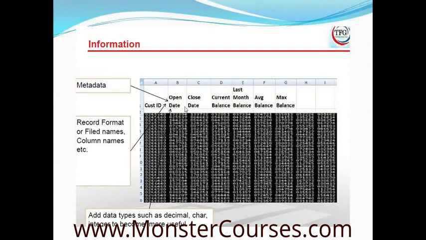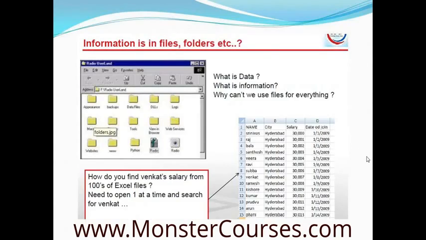By seeing this we can analyze that this column is customer ID and this is the date column. All these things give us information. The data might be a text file, a CSV file, an Excel file, whatever it may be. DataStage can handle any type of source.